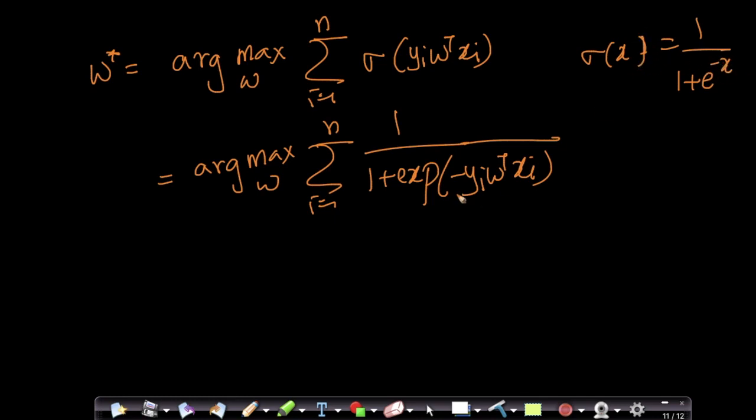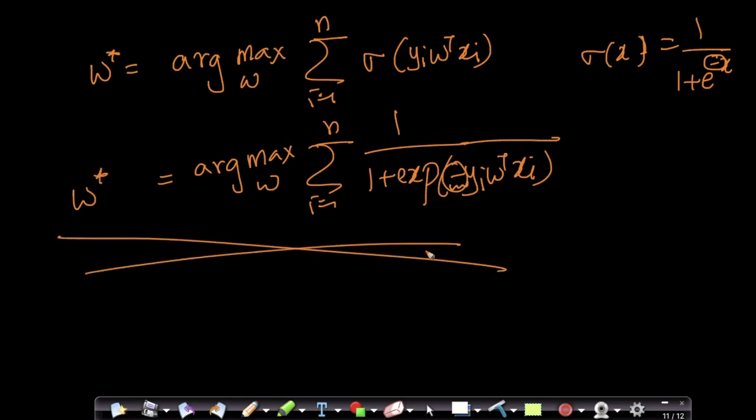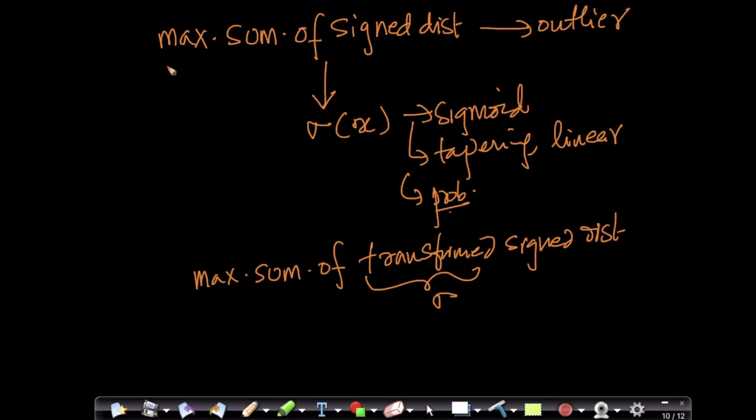The minus symbol comes from there, right? It's not an error. The minus symbol comes from there. This minus symbol is here, right? This is the problem that we are going to solve now, right? And this is less impacted by outliers than your simple sum of sign distances. That is our whole idea here.